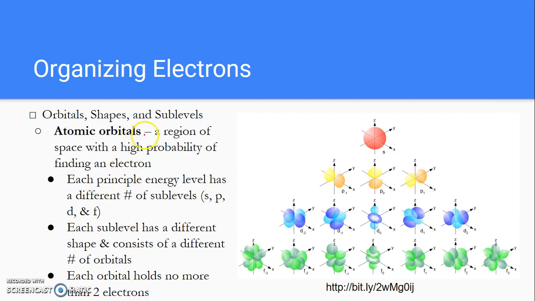Now, as we get into this point, basically, we get into some organizational breakdown of the energy levels, okay? So there are three different things that we need to focus on now, and it is orbitals, shapes, and sublevels. So atomic orbitals are these spaces where you have a really good chance of finding an electron. All of this has to do with Schrodinger's quantum mechanical model of the atom.